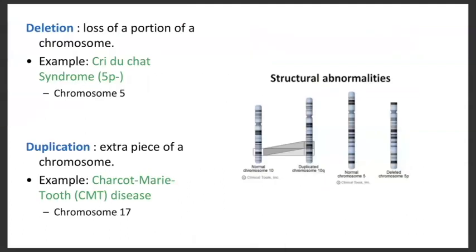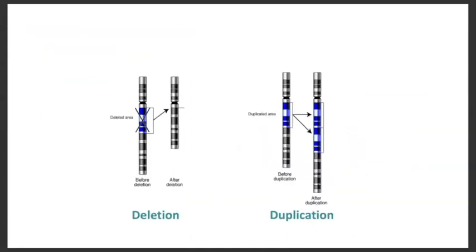Deletion refers to a loss of a portion of a chromosome. An example of a deletion is the Cri-du-chat syndrome. You have a deletion of a portion in chromosome number 5. So P stands for the petite portion or the short arm of the chromosome, and it is in this part of the chromosome wherein you have deletions. Duplication is that you have an extra piece of chromosome. An example of that is Charcot-Marie-Tooth disease, which occurs in chromosome number 17.